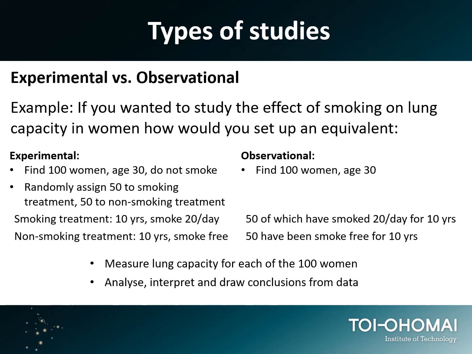relates to the treatment. So if you're going to do an observational experiment, you just go out and find 100 women, and you find enough women that are age 30 that you take the first 50 that do smoke, and then the first 50 that don't smoke, and there's your sample. And you're just observing what happens, what they've done to themselves.